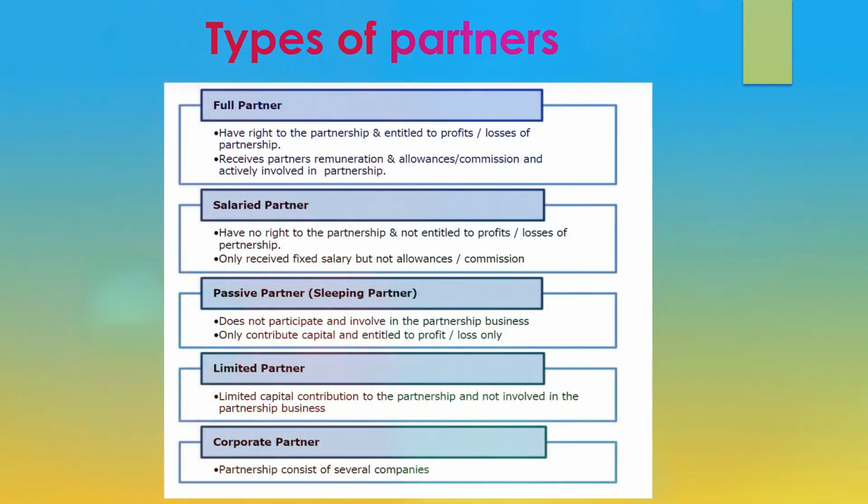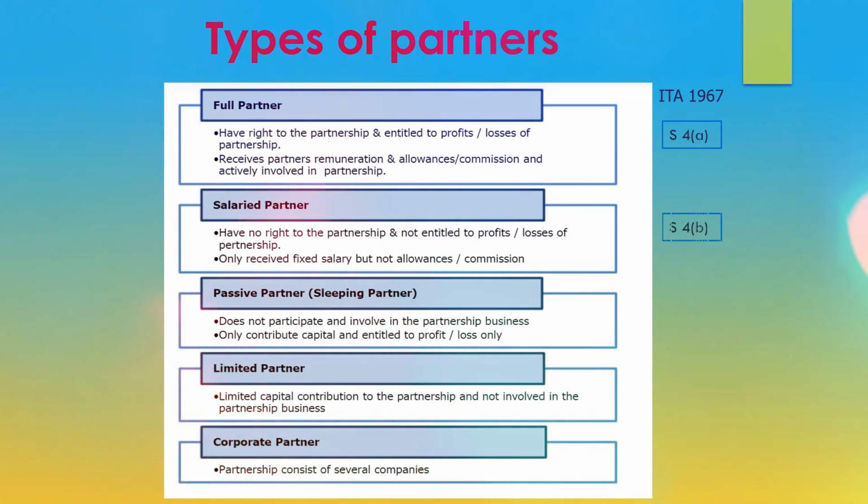For your information, there are several types of partners in the partnership. Number 1 is full partner, who has a right to the partnership and is entitled to profit or losses of the partnership. This full partner also receives partner remuneration and allowance or commission and is actively involved in the partnership. For a full partner, the income would be business income under section 4A.